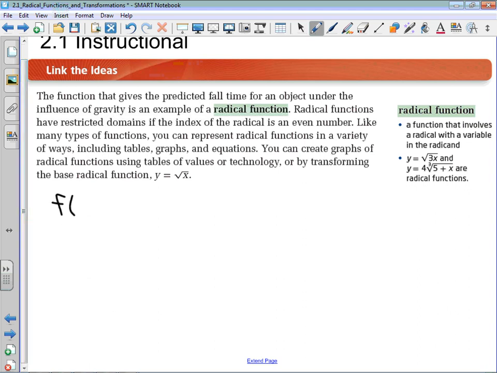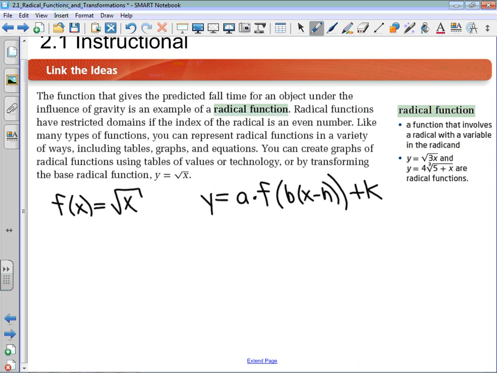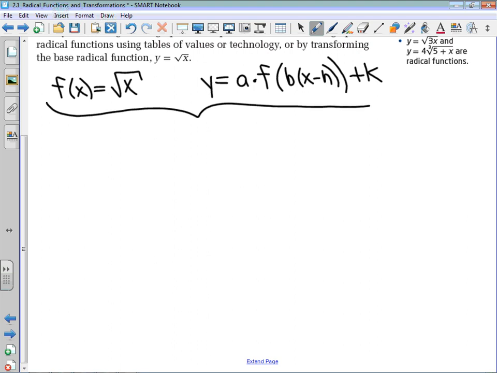of taking the function f of x equals root x and then applying our transformations. And those are a times the function evaluated at b times x minus h and then plus k. Now, if I apply that specifically to the radical function, I can write the new transformed graph as a times the square root of, and everything in the square root is b times x minus h, and then plus k on the outside. Now, those are the transformations that we've learned in Chapter 1. Nothing is going to do anything different.